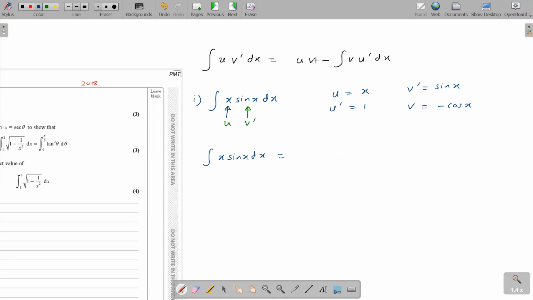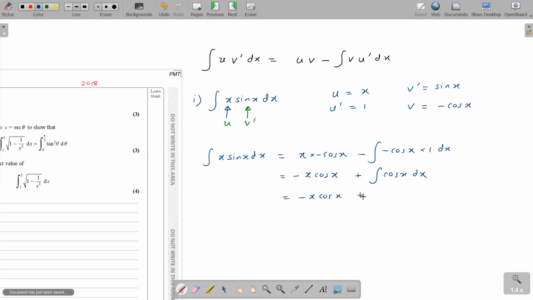So substitute the values. u is x, v is minus cos x. So u into v minus integration v u dash, where u dash is 1. So you get negative x cos x minus minus is plus integration of cos x. I didn't integrate yet, I was just simplifying. Now I can immediately integrate the cos x. Cos x integration is directly sin x.